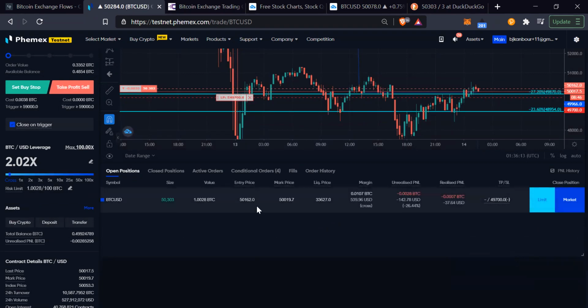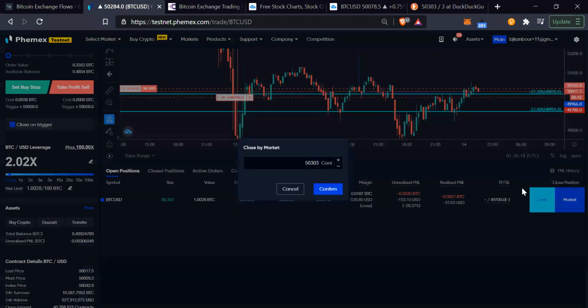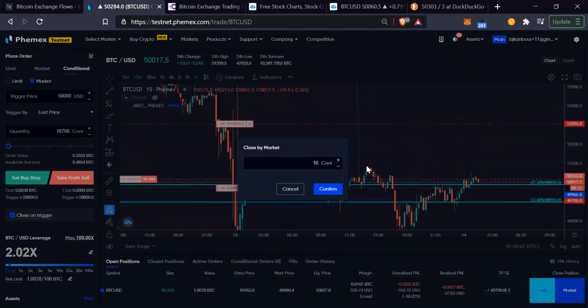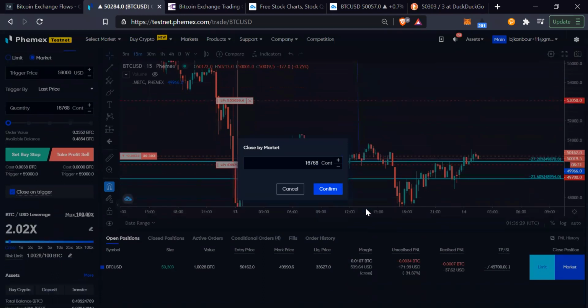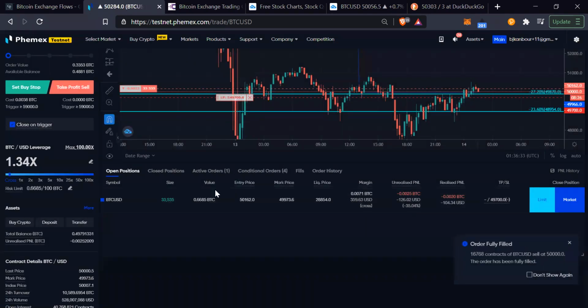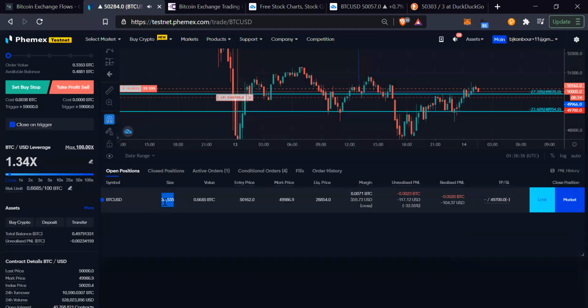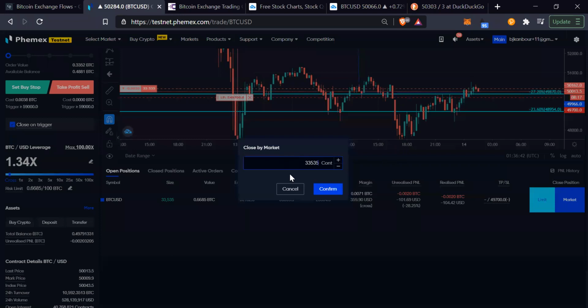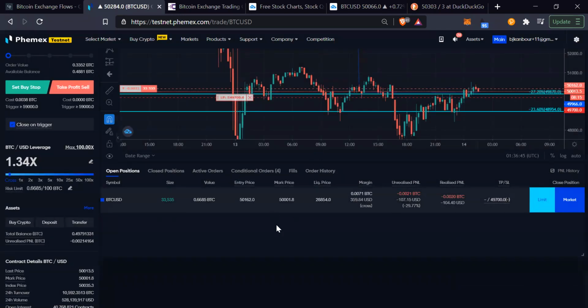Now, if you wanted to close your position manually right now, what you would do is click this market button and it would tell you how many contracts you want to close right now. So let's say we only wanted to close a third right now. We can enter that number, 16,768. And then watch, my position is 50,303. I click confirm. Now I've closed 16,768 and I have 33,535 left. So you can close your position that way. If you left the whole number, it would close your whole position.